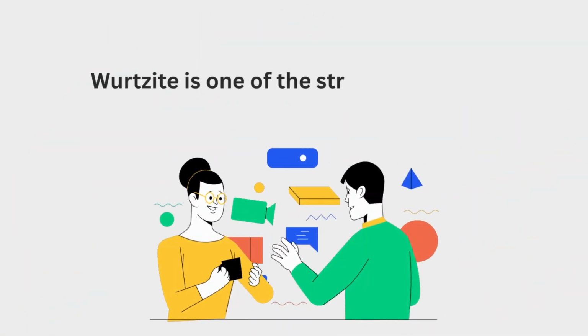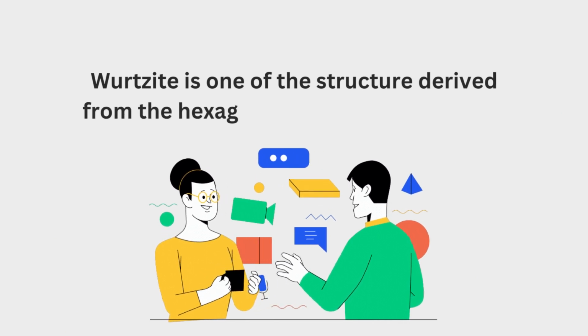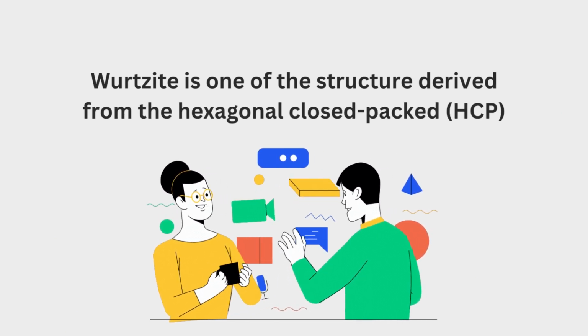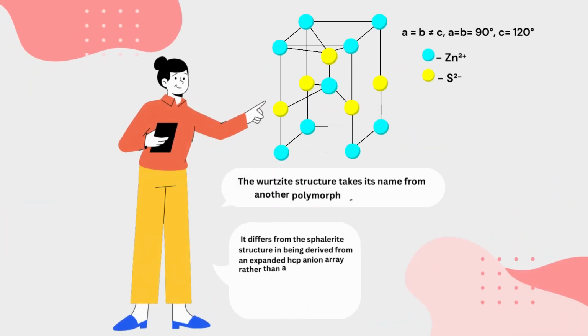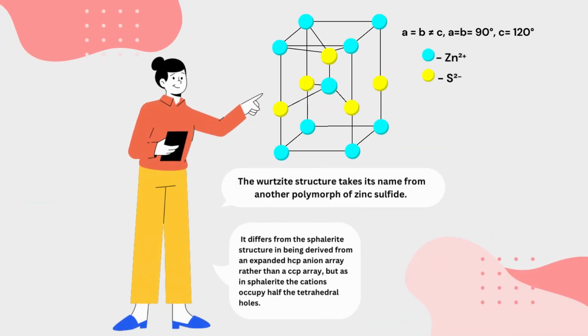Wurtzite is one of the structures derived from the hexagonal close pack, HCP. Okay, let me explain. The Wurtzite structure takes its name from another polymorph of zinc sulfide. It differs from the sphalerite structure in being derived from an expanded HCP anion array rather than a CCP array. But as in sphalerite, the cation occupies half the tetrahedral holes.